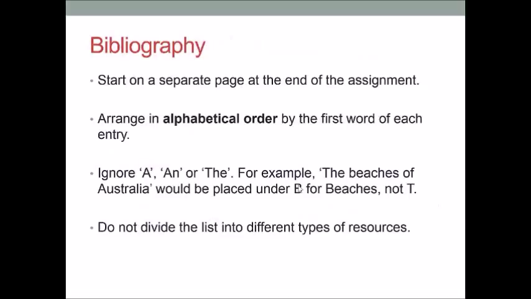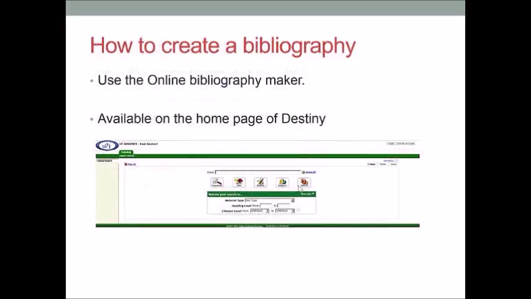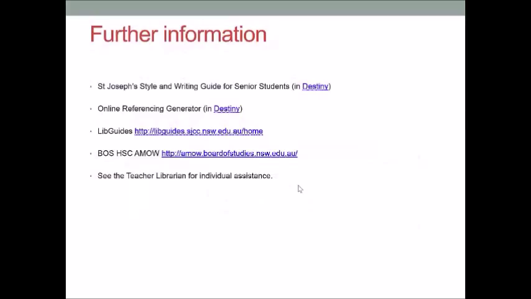When you do complete your bibliography, remember to start on a separate page, arrange your references in alphabetical order by the first word, ignore a, an or the, and don't divide the list into different types of resources. This is an example of what a bibliography should look like. There are no dot points, it's in alphabetical order, it's not divided, and it is correctly formatted. To correctly format the bibliography, you need to use the online bibliography maker, and that's available on the homepage of Destiny. There's further information available from these places.